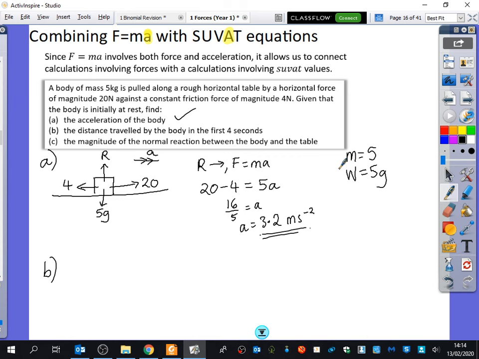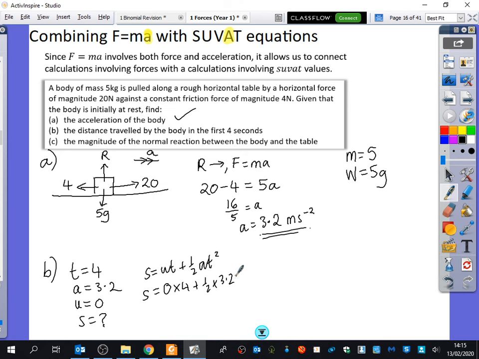So for part B, we want to find the distance travelled by the body in the first 4 seconds. So clearly they've told me that the time is 4. What else do I know? The acceleration is 3.2. U is 0 because it starts from rest. And I'm trying to find S. What connects those? S equals ut plus a half at squared. So S is equal to 0 times 4 plus a half times 3.2 times 4 squared, which is 25.6 meters. Suvat. Same as before, right?